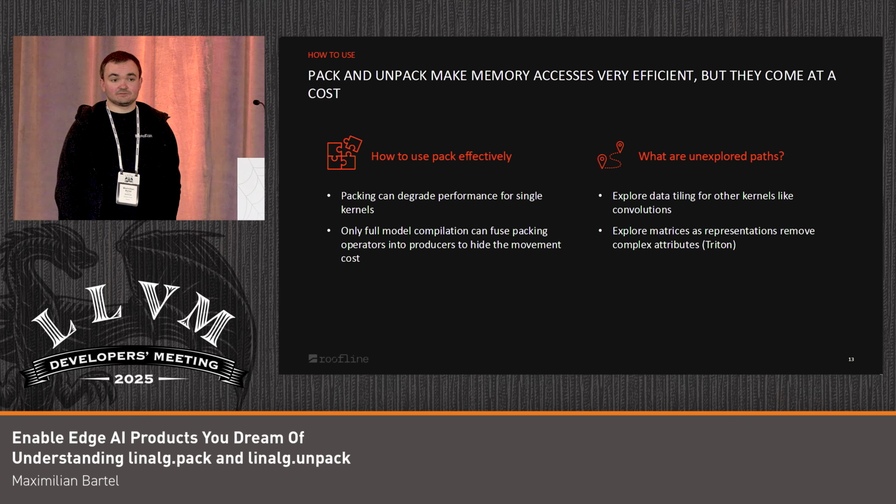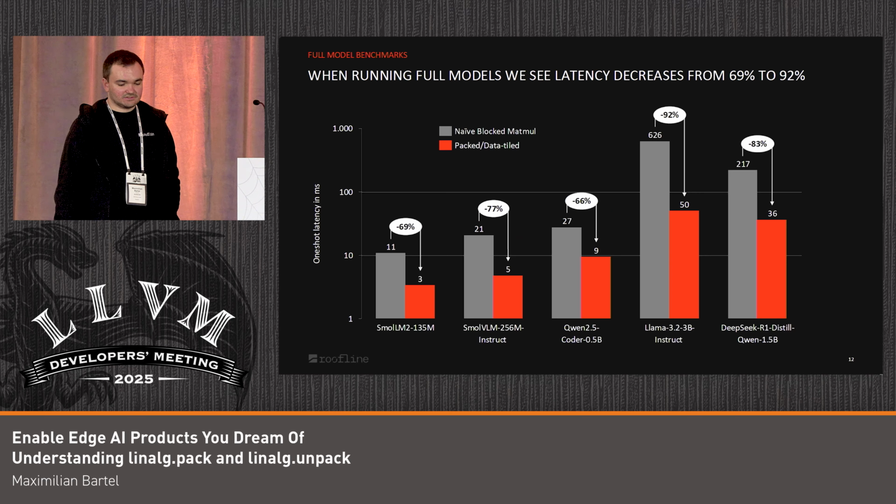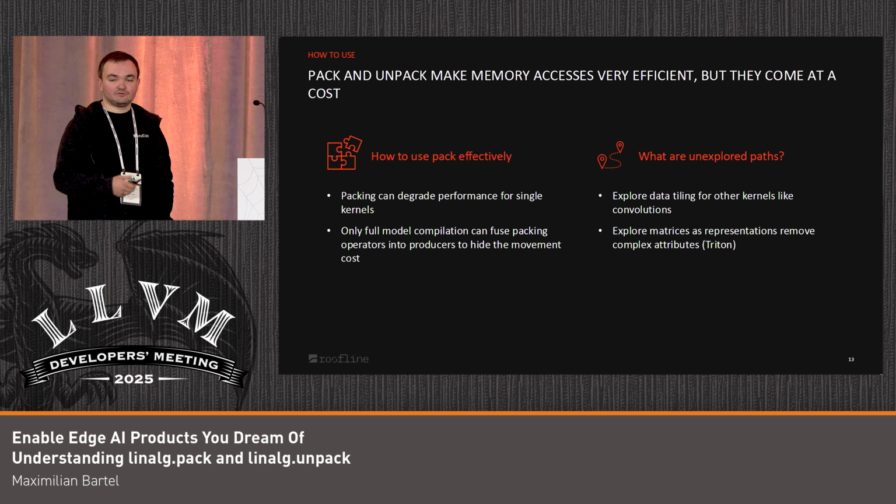And what are some unexplored paths so far? If we go back to the benchmarks, most of them are very matmul heavy workloads. We also care a lot about convolutions, and data tiling for convolutions is something that we didn't explore so far. We didn't have time for that.